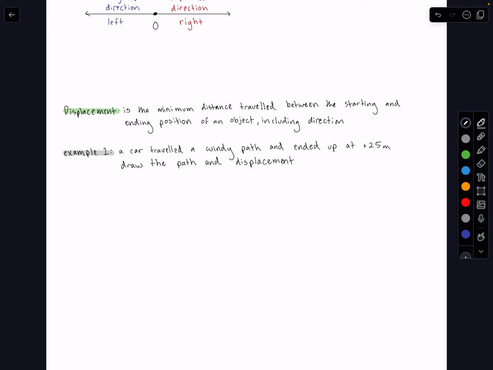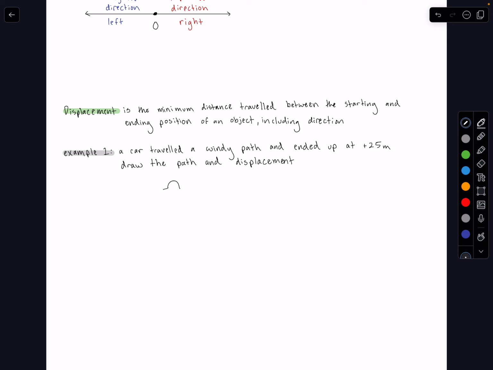For example number 1, imagine you have a car. I'm going to be following a car theme through this lecture. Let's say this car has traveled a windy path, so it's not a straight path, it's not direct, and it ends up at positive 25 meters. In this example, the goal is to draw the path and the displacement of the car. So let's start by drawing the car.